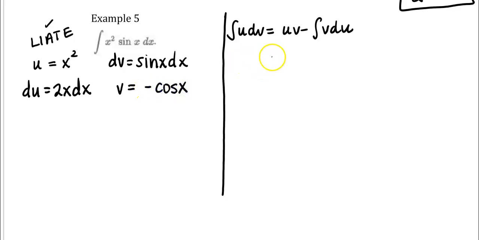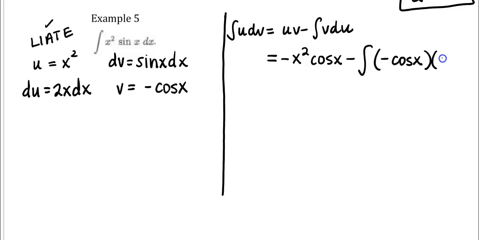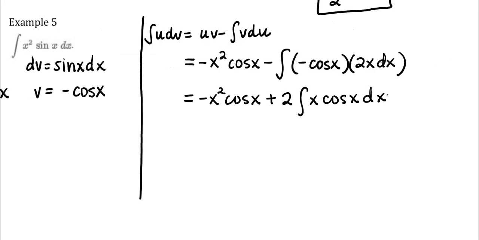Now we'll come and plug into the formula. We have u multiplied by v. And from that, we subtract the integral of v du. Do notice that v is negative, so we will end up with a plus sign. So we're left with an integral with x cosine x on the inside.